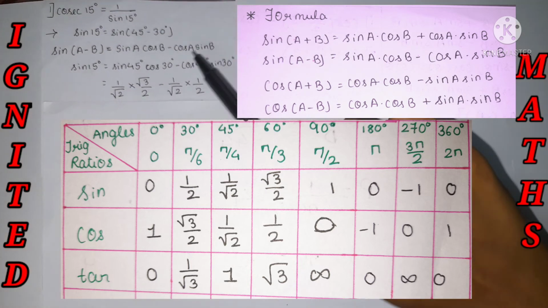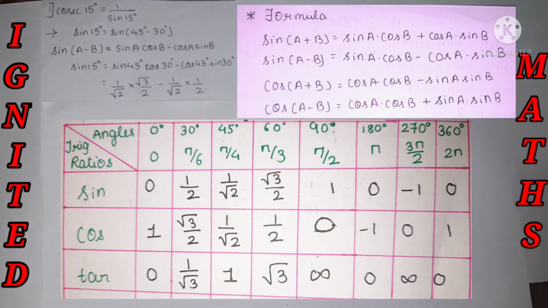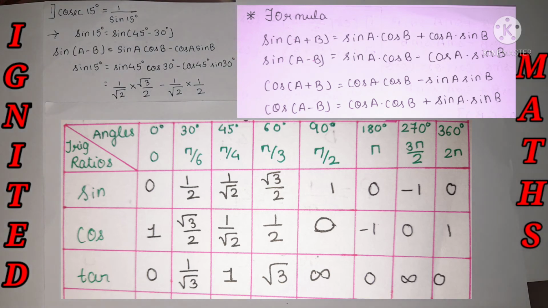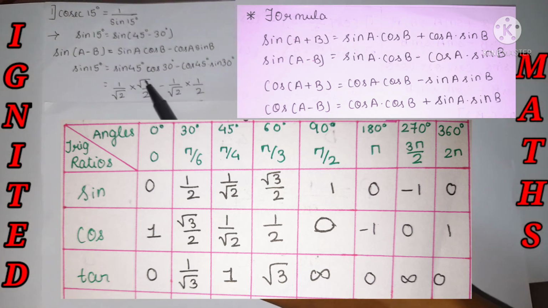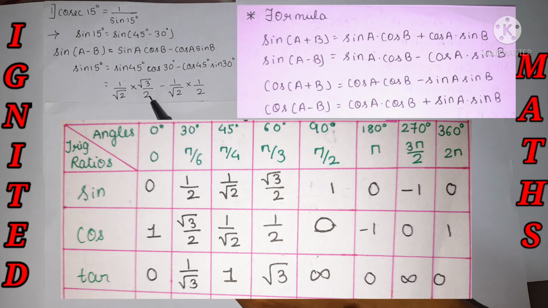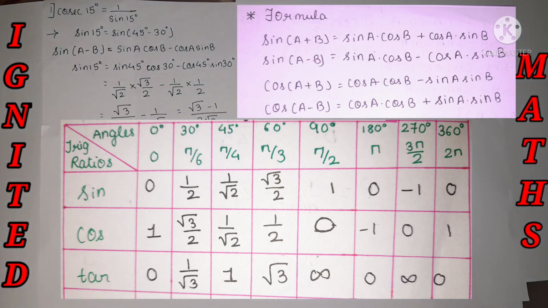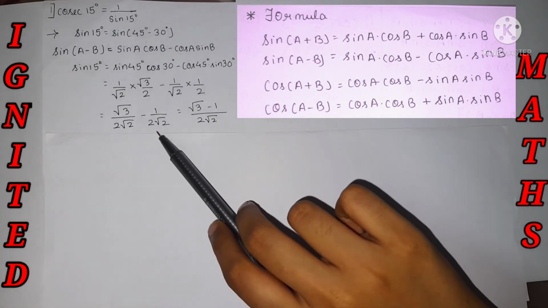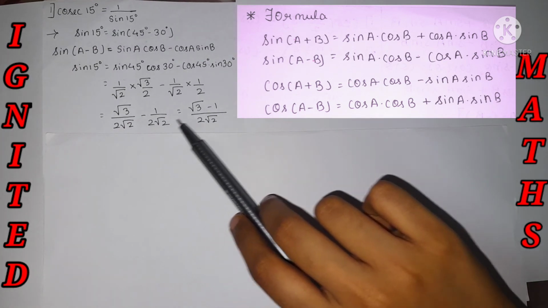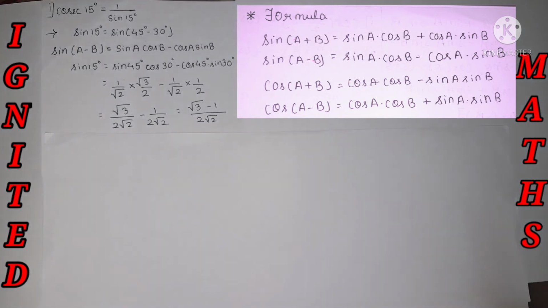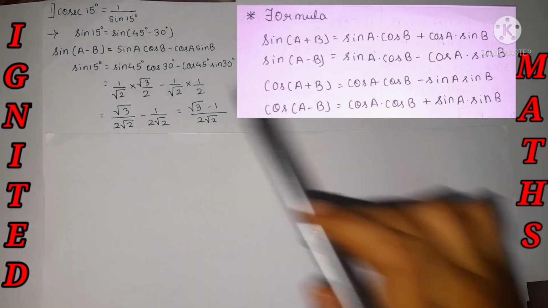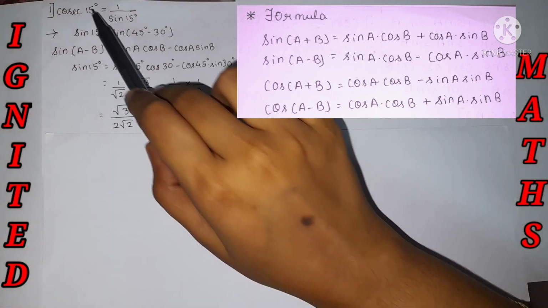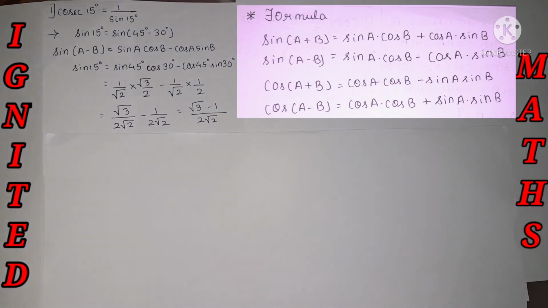Okay, cos 45 is 1 by root 2 and sine 30 is 1 by 2. Now just do the calculation. Over here 1 into root 3 is nothing but root 3, and root 2 into 2 is nothing but 2 root 2. Over here 2 root 2 is common in both the terms, so just take it common, and root 3 minus 1. We have found the sine 15 degree, but the question asks for cosec 15 degree.